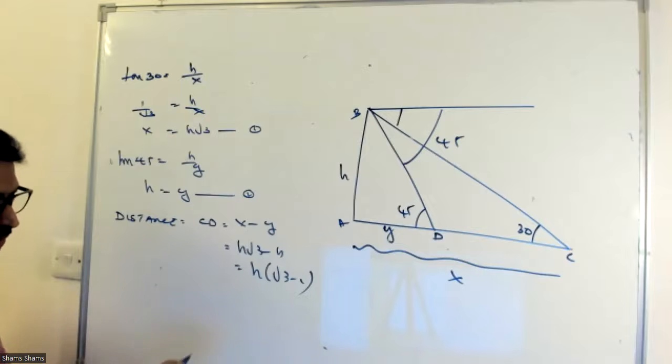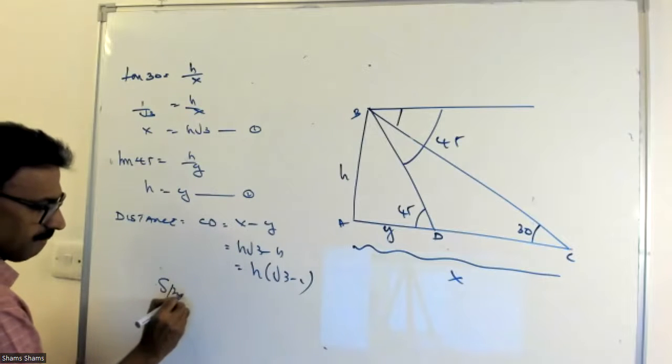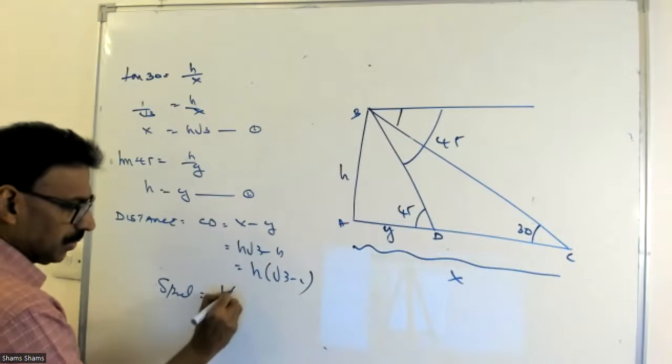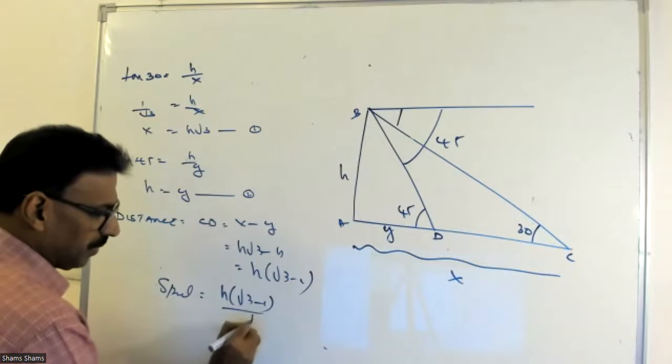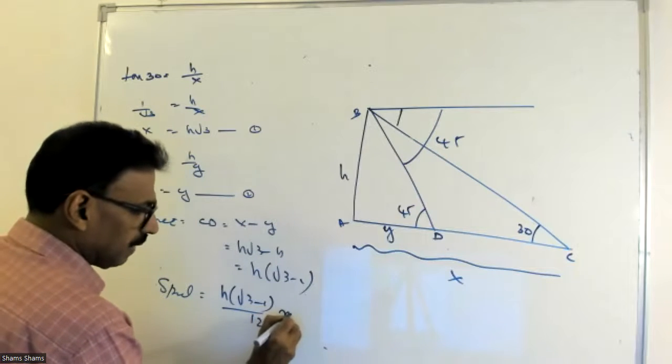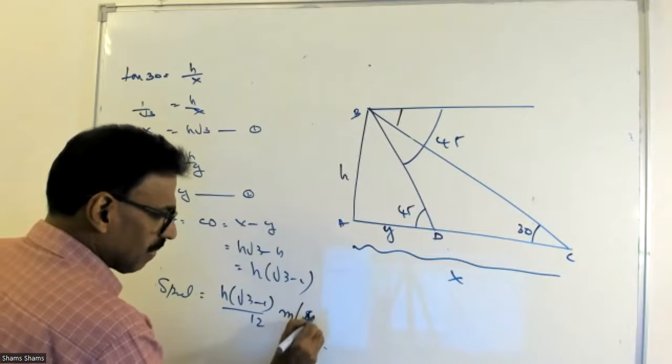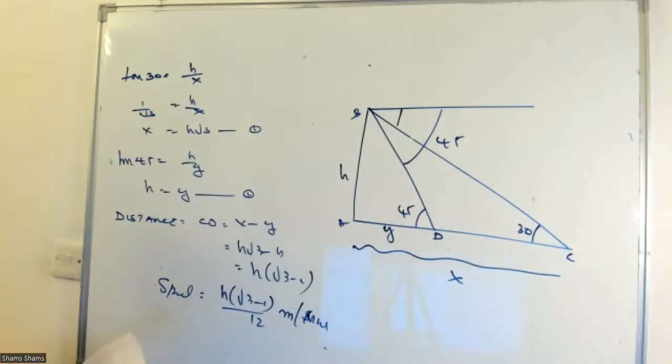Time 12 minutes, therefore speed H into root 3 minus 1 by 12. This much of meter per minute. Okay.